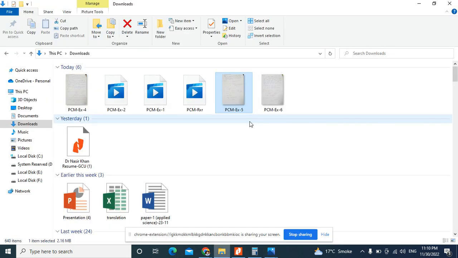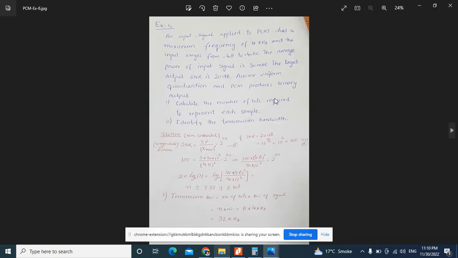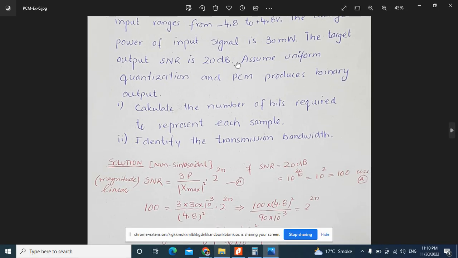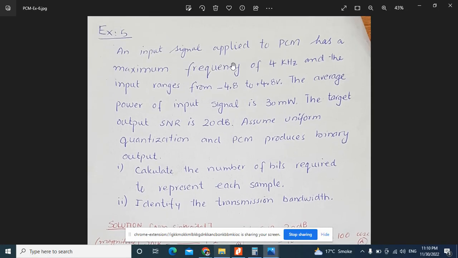So let's solve another example, the last example of this session. An input signal applied to PCM has a maximum frequency of 4 kilohertz, and the input ranges from minus 4.8 to plus 4.8 volt. The average power of the input signal is 30 milliwatt. The target output SNR is 20 dB. Assume uniform quantization and PCM produces binary output. So the range is given, maximum frequency is given, SNR is given. You need to calculate the number of bits required to represent each sample.